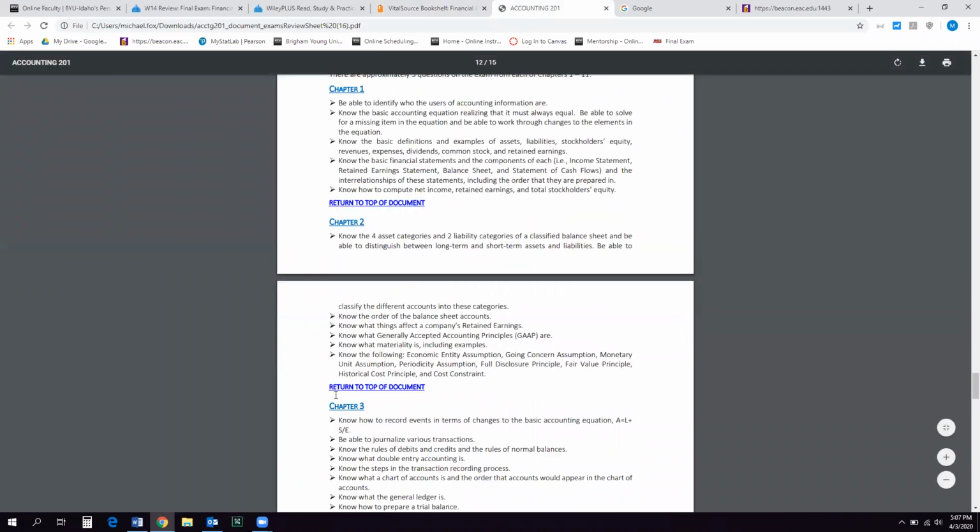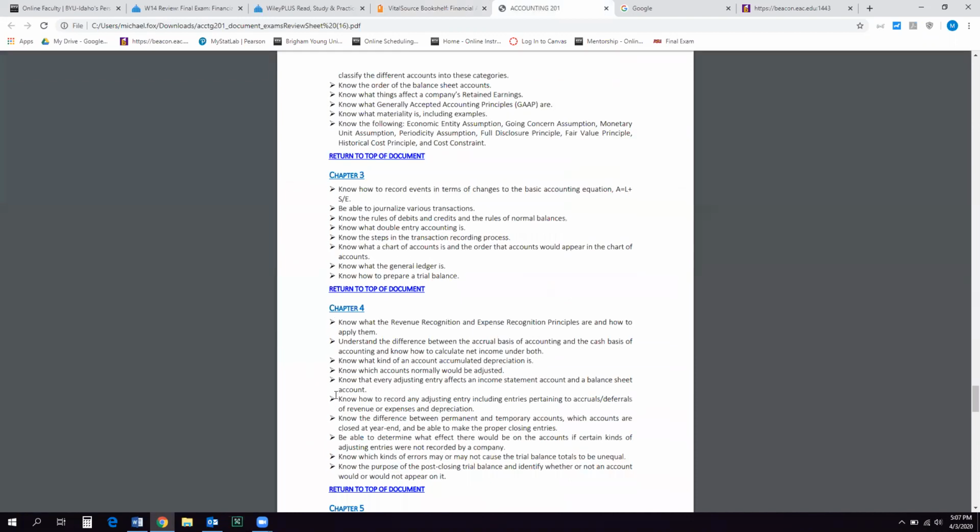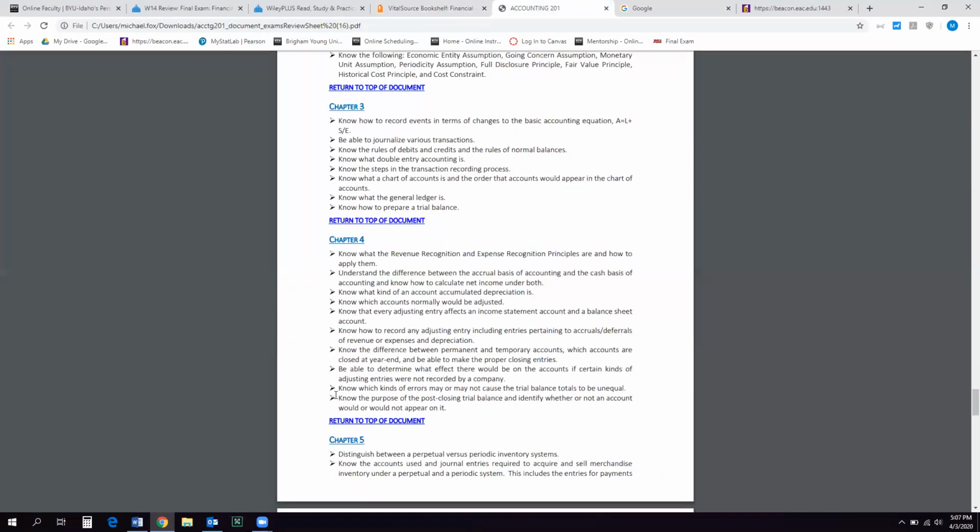So on to the chapter 3 items. Know how to record events in terms of changes to the basic accounting equation. Remember, the basic accounting equation is assets equal liabilities plus stockholders' equity. So if it gives you an example of a transaction, you should be able to say the assets increase and the stockholders' equity increases, or the assets increase and the liabilities increase, etc. So be able to record events in that way, and then be able to journalize various transactions.